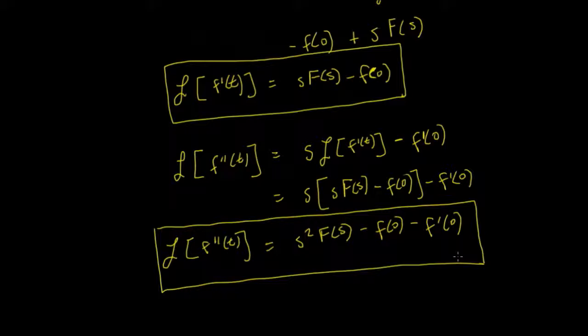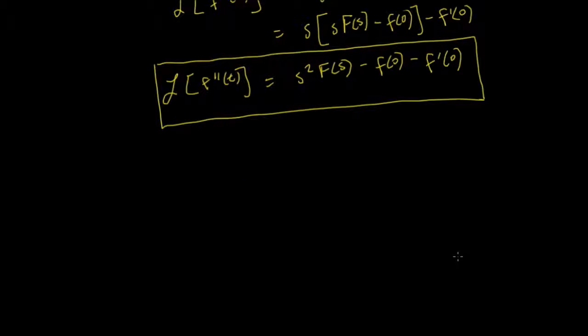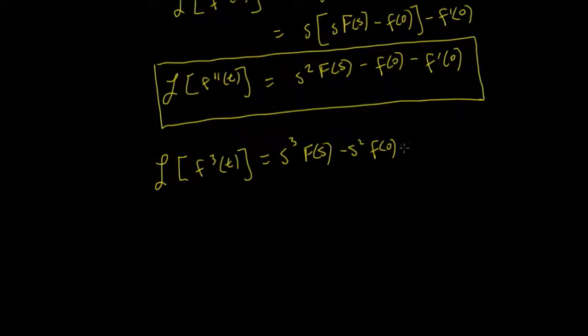So what you can do is write a general method of doing it, which I'll write down, but you tend not to really need it. If you were to take this to the third derivative, so the Laplace transform of the third derivative of t, then what you'd end up with is s cubed F of s minus s squared f of 0 minus s f derivative of 0 minus f double derivative of 0.